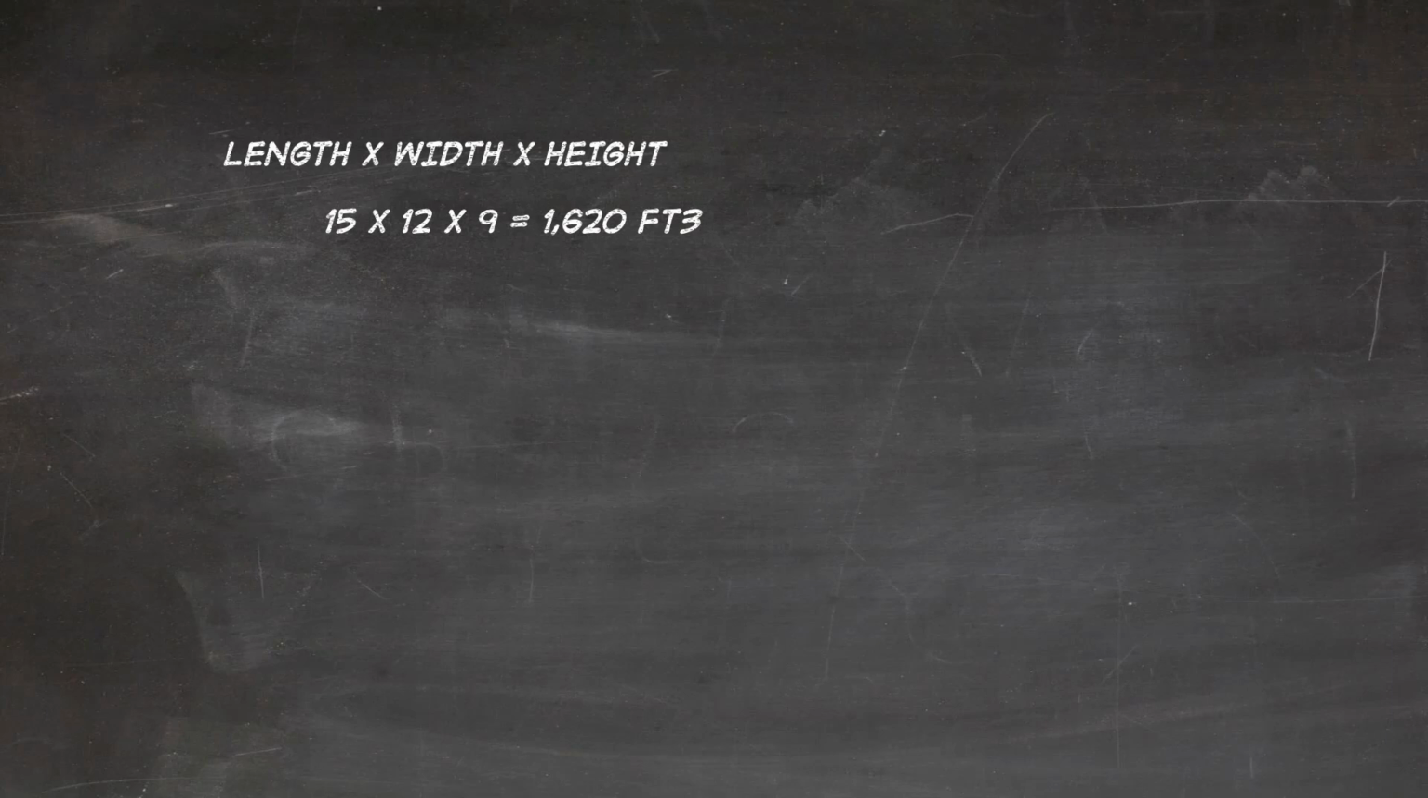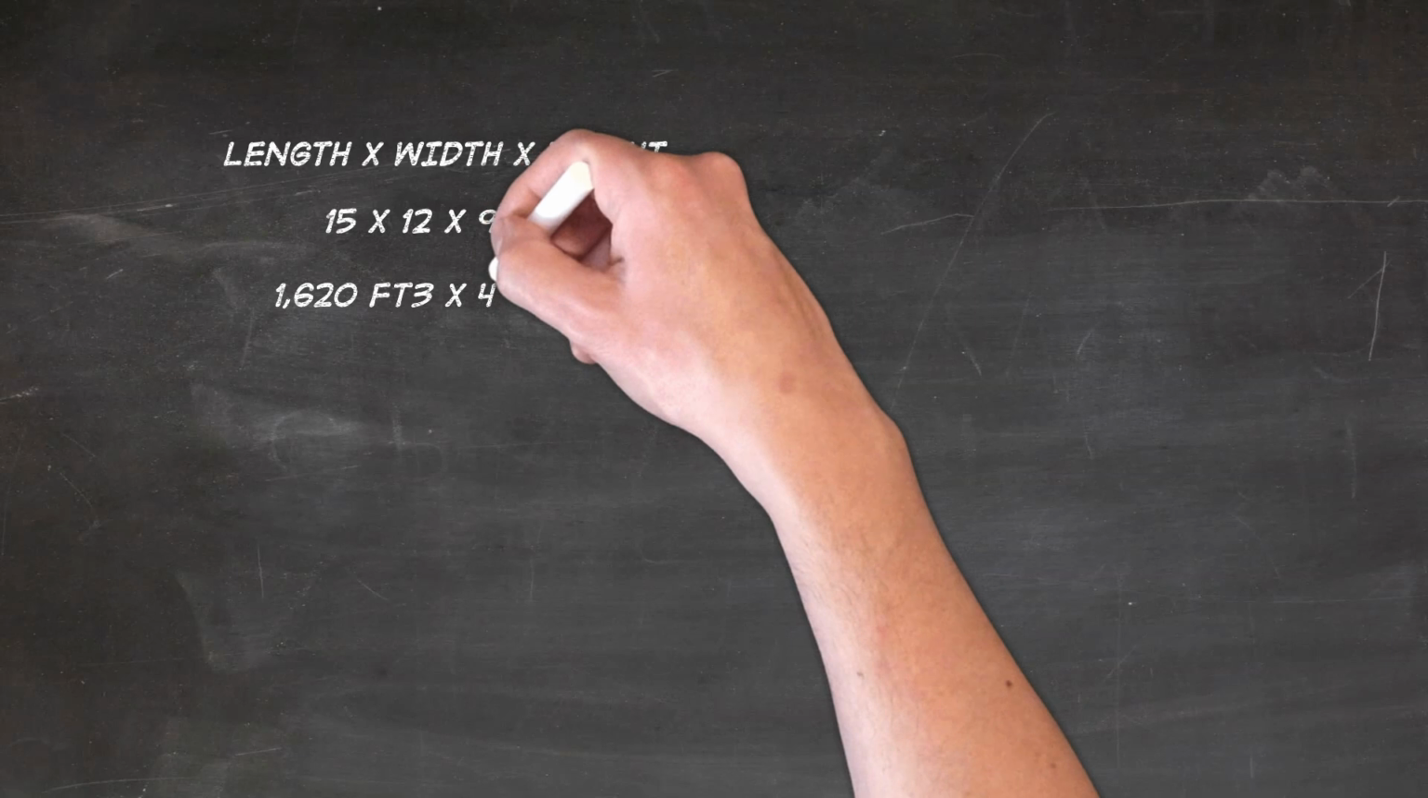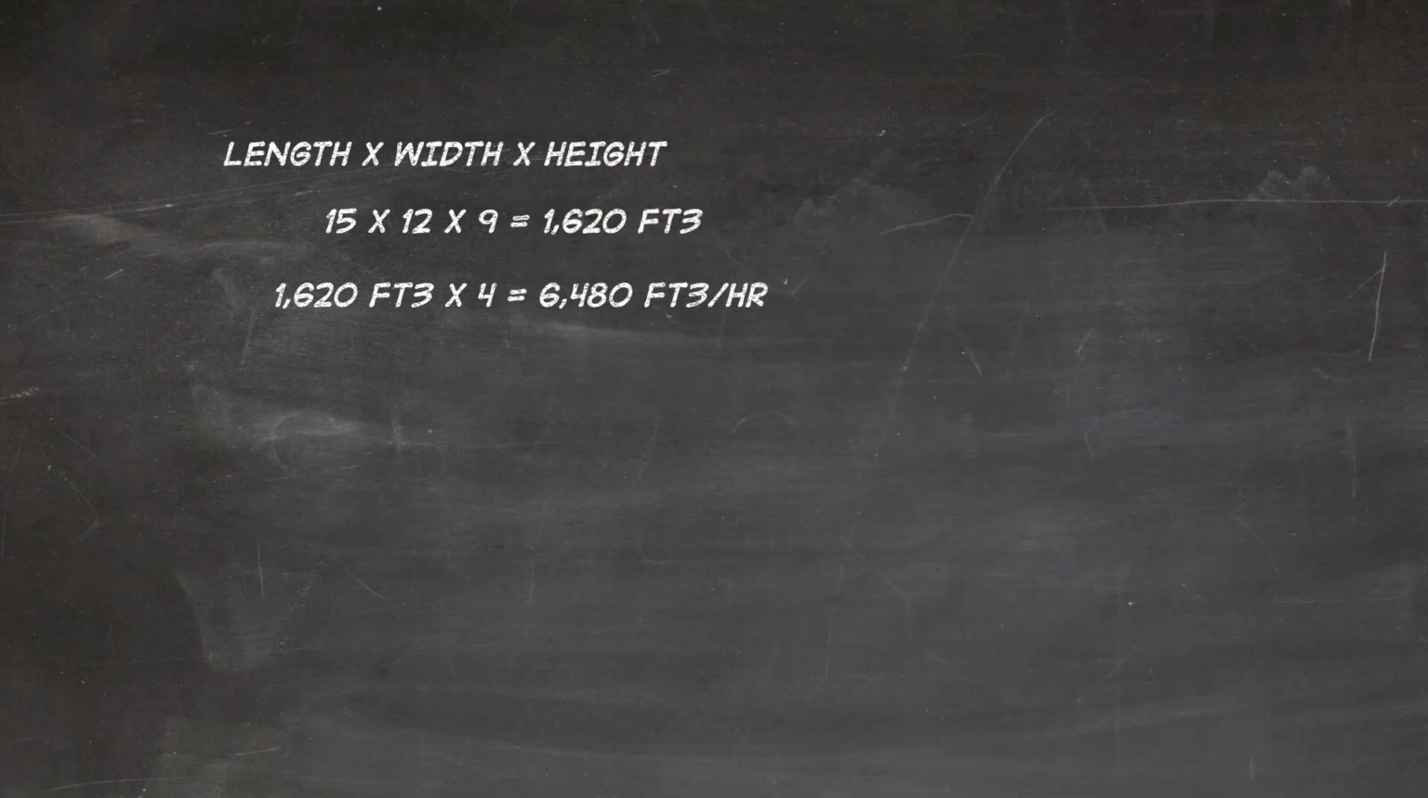Once you have the volume, the next step is to determine how many air changes per hour you want. Suppose the requirement is 4 air changes per hour. That means you want to remove and replace the volume of the room 4 times every hour. So you multiply the room's volume by the number of air changes. 1,620 cubic feet times 4 is equal to 6,480 cubic feet of air per hour.